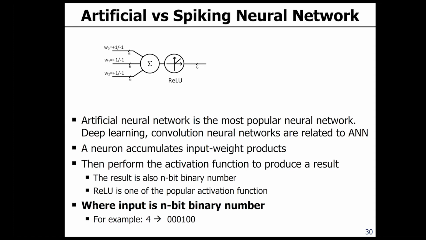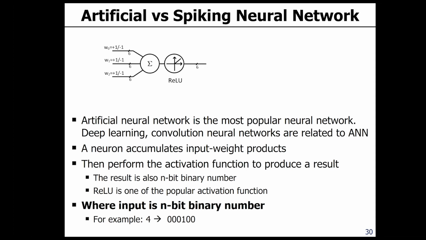Artificial neural network is the most popular neural network, essentially the backbone of deep learning: convolutional neural nets, LSTM, everything pretty much, right? The name artificial neural net itself is no longer used much because it's quite old, from like the 1970s. People don't really use the name, but essentially all the neurons in these popular networks are artificial neurons, right? And an artificial neuron does a very simple job.